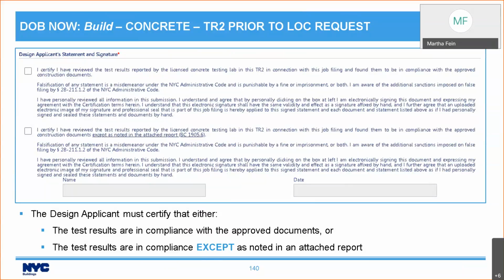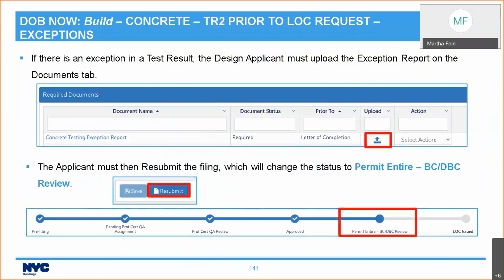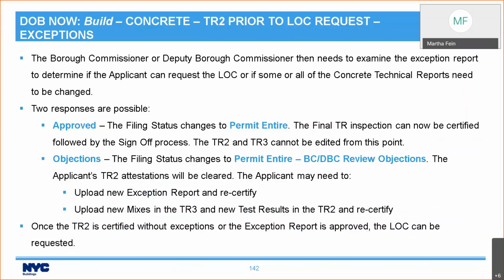Or they say that the test results are in compliance except as noted in an attached report. So in the attached report, if there's exceptions, they have to upload that attached report. It's called a concrete testing exception report. If there are exceptions, the applicant needs then to resubmit the file. It changes the status to permit entire BC/DBC review. Because if there are exceptions, the filing needs to go to the borough commissioner or deputy borough commissioner.